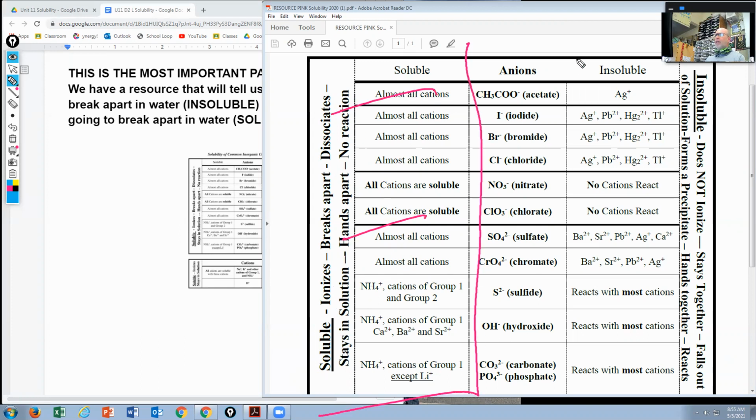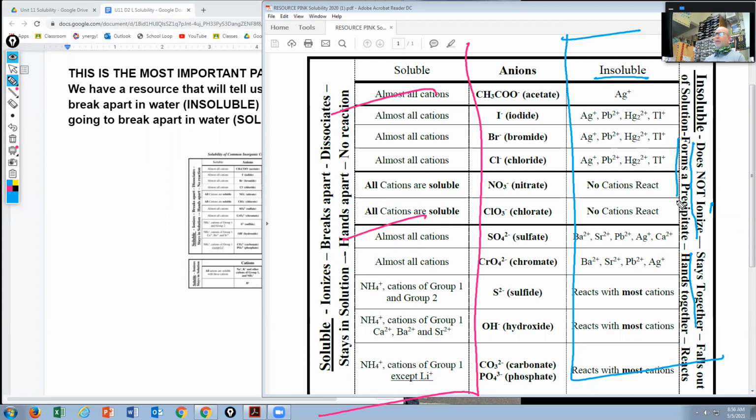This other side over here, we'll put this one in blue. This is the insoluble side. And what does insoluble mean? Insoluble means does not ionize, which means does not turn into charged particles. Things stay together. There's a falling out of solution, which means things will drop out of solution.